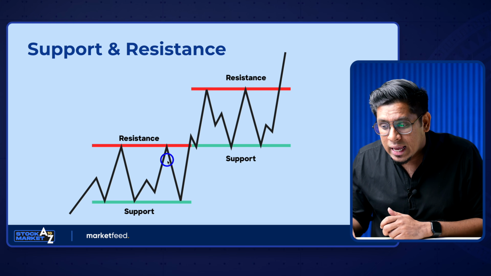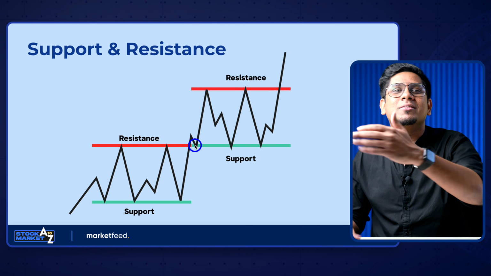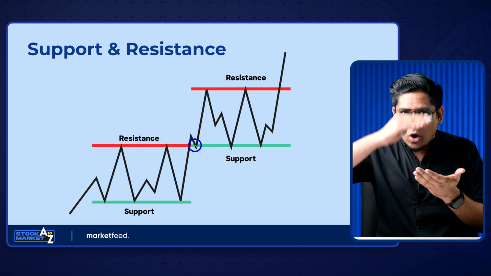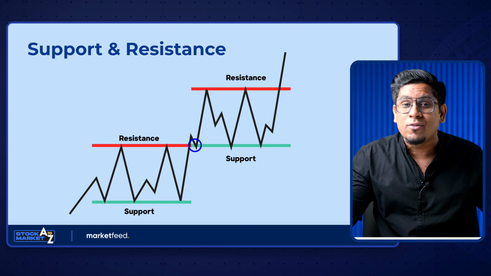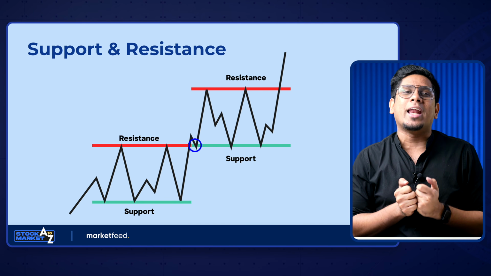It went up again, then came down to the same level and it acted as a support, and then the stock moved up again. Clear? So what are we trying to understand here? When a stock moves up, moves down, moves up and down, there are certain price levels where we can actually try to predict what can happen to the stock.